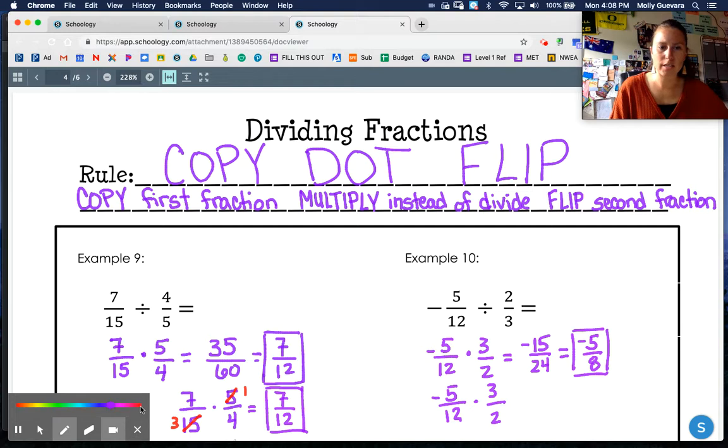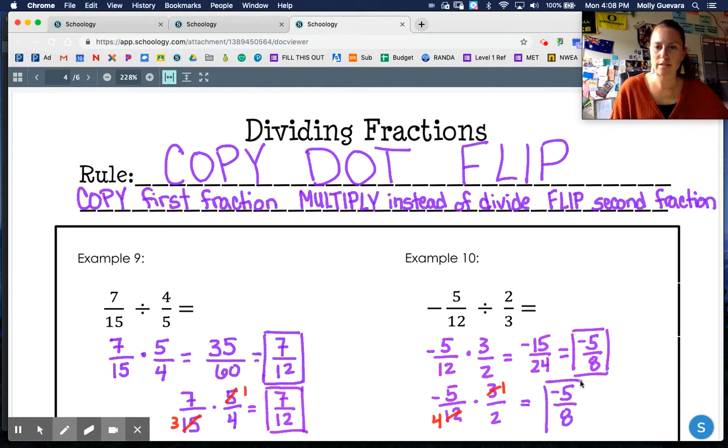So if we cross cancel here, 3 goes into both of these. So 3 goes into 3 once. 3 goes into 12 4 times. So I already reduced, and so then I can just multiply straight across. So negative 5 times 1 is negative 5, and then 4 times 2 is 8. Again, either way, you get the same answer. No big deal. So it's basically multiplication. You just have to set it up first by doing your copy dot flip.